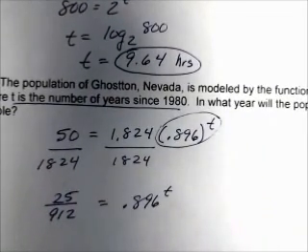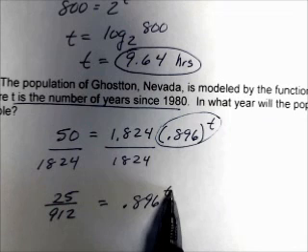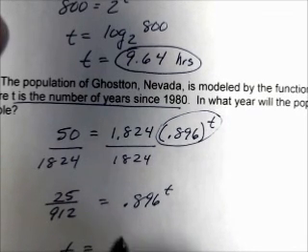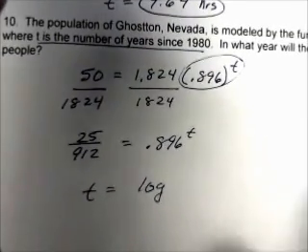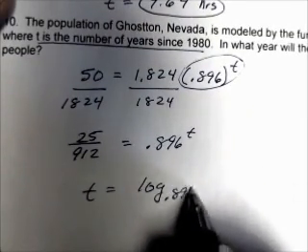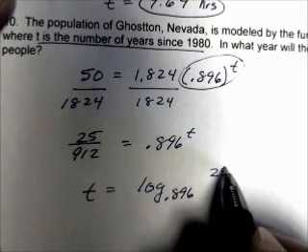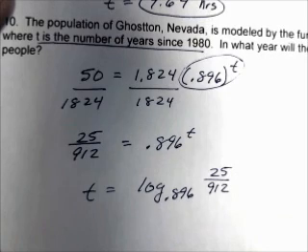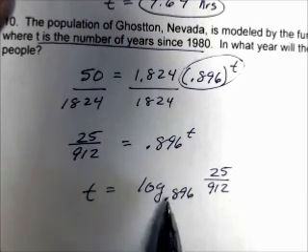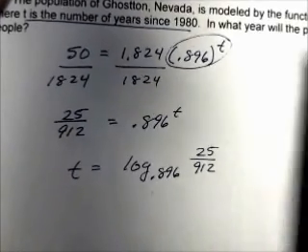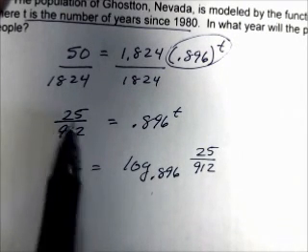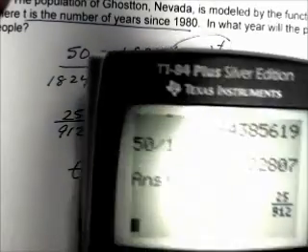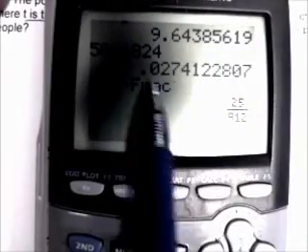Now, exponential form, switch to log form. So our exponent t is equal to log base 0.896 of 25 over 912. Key this into the calculator just as it is. Please don't round anything. Keep that as a fraction. Don't use that decimal in any type of rounded form.